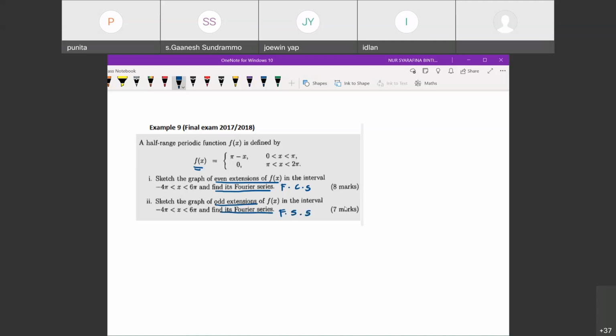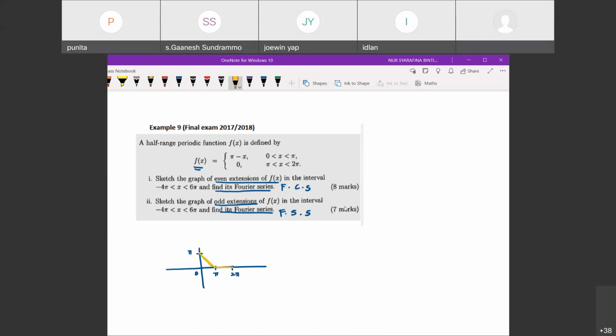So first plot this graph from f(x) equals pi minus x from 0 to pi. So from 0 to pi, it is pi minus x. So this one should be like this, right? Where this is also pi. Okay. Now, from 0 to pi, this is pi minus x. And then from pi to 2 pi, it is 0. This one. So this is your graph.